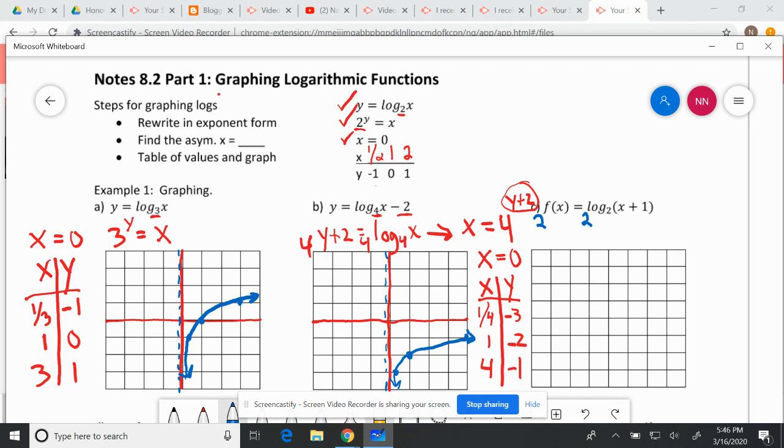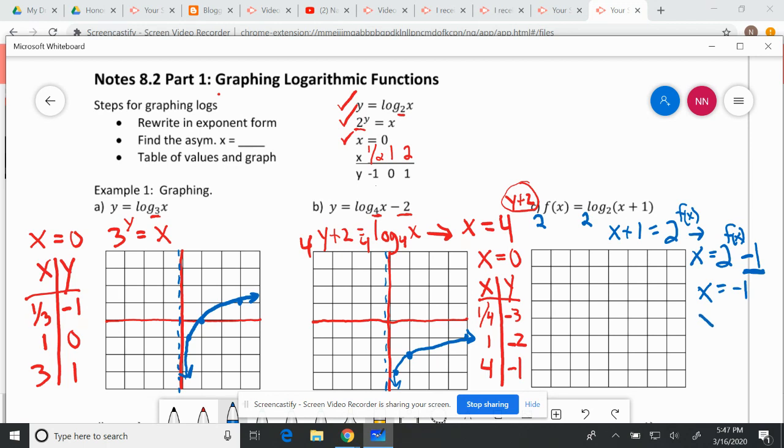it now becomes x plus 1 equals 2 to the f of x. So in order to get the x by itself, I have to subtract the 1. And that means that this right here is a new asymptote. What we have is x is equal to -1.